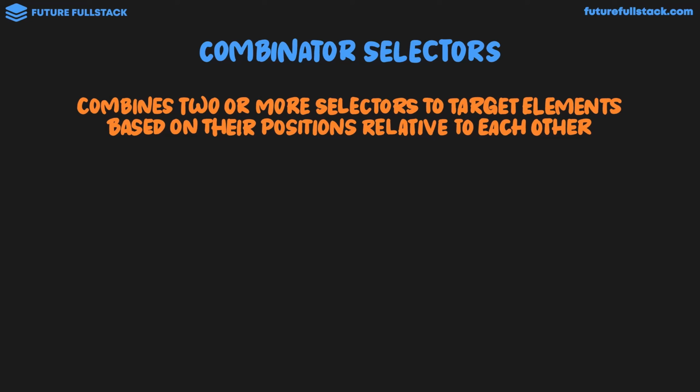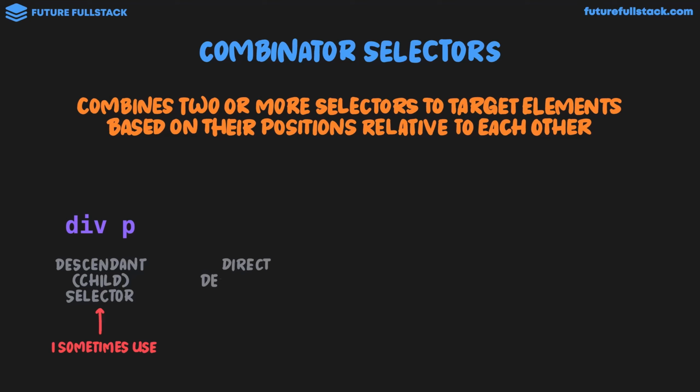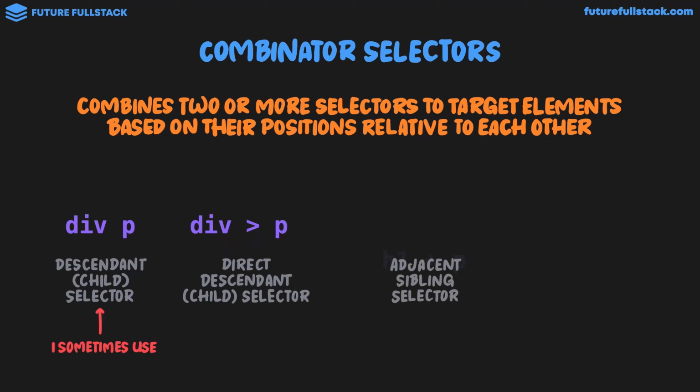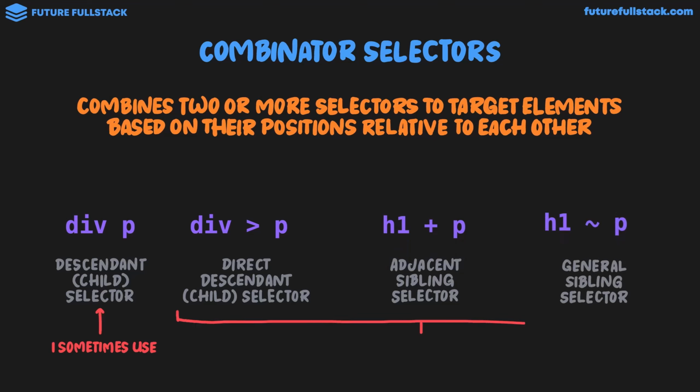There's four main types of Combinator Selectors. The first is called the descendant or child selector and looks like this. And this selector I do sometimes use. It's definitely the more commonly used one compared to the others we'll look at. The next Combinator Selector is the direct descendant or child selector and looks like this. The next one is the adjacent sibling selector, which looks like this. And the last one is the general sibling selector, which looks like this. Now, these three I don't really use, and they're not overly common.